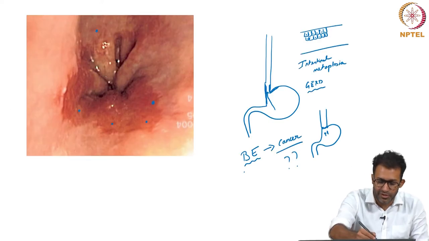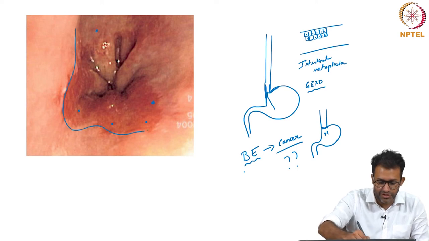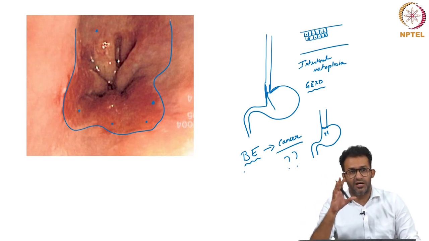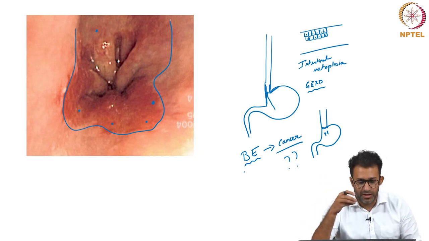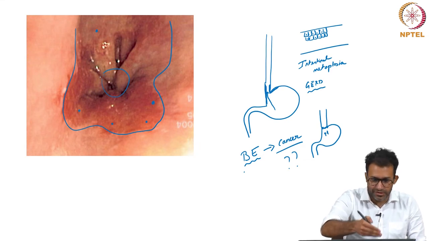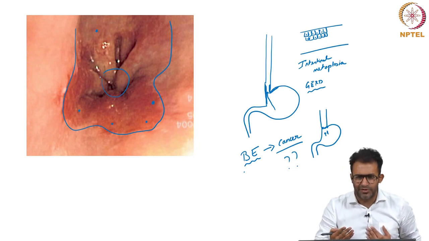So for example, if you look at this, this is the Barrett's esophagus area, this entire demarcated area, where the color changes. If you look at it under the microscope, it resembles how the stomach would be inside. And this is the lower esophageal muscle contracting, which prevents the reflux. But this muscle complex has gotten loose, and it's allowing the acid to come into the esophagus.